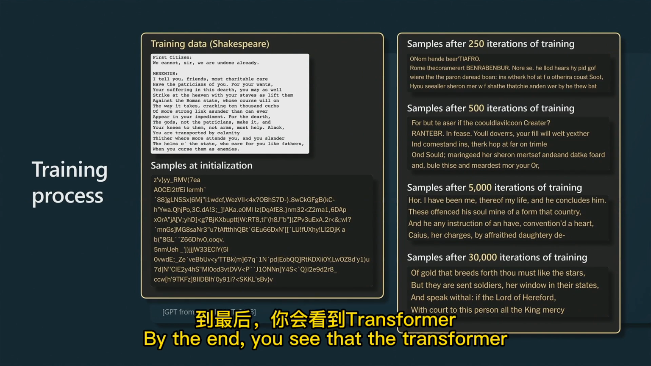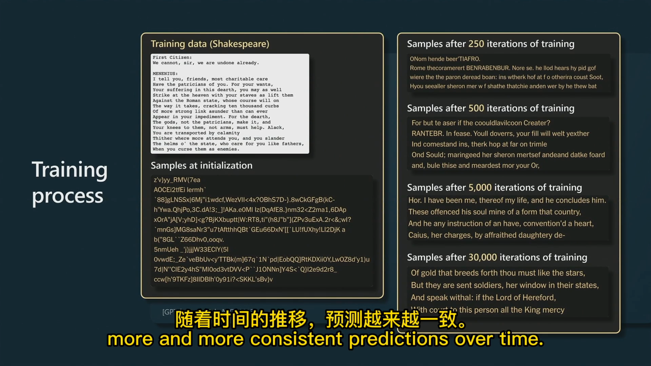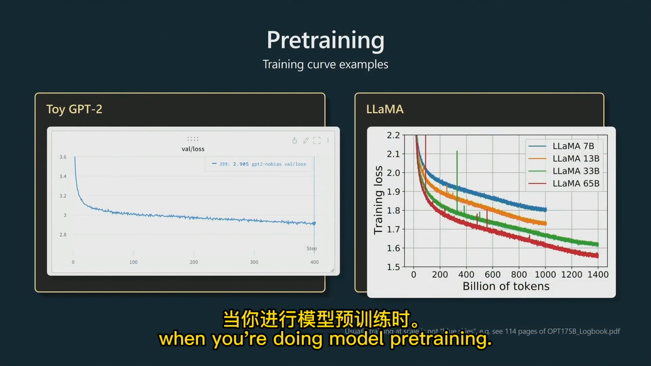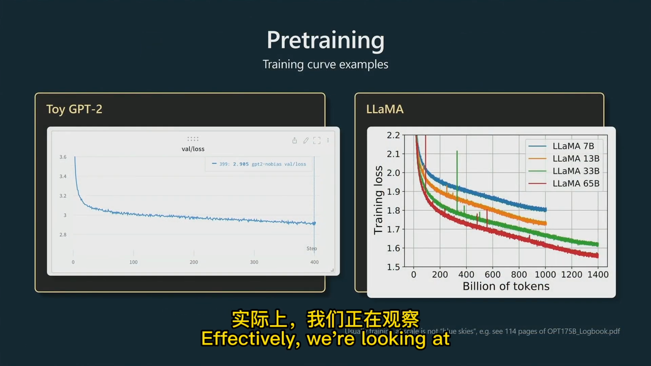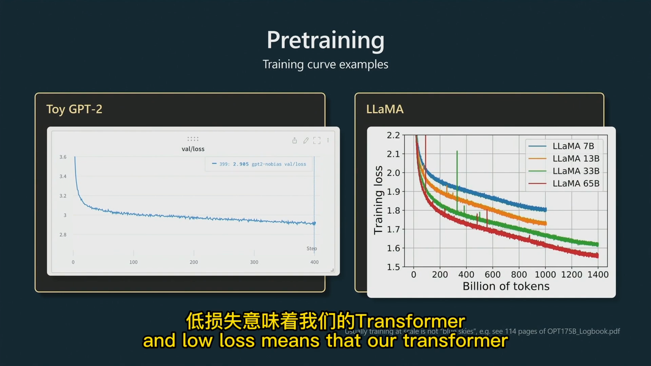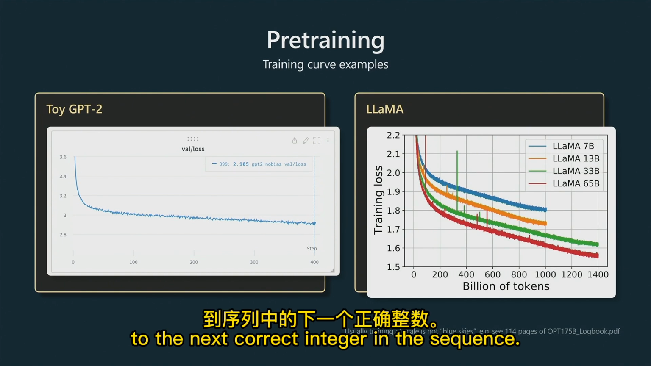By the end, you see that the transformer has learned about words and where to put spaces and commas and so on. So we're making more and more consistent predictions over time. These are the kinds of plots that you're looking at when you're doing model pre-training. Effectively, we're looking at the loss function over time as you train, and low loss means that our transformer is giving a higher probability to the correct next integer in a sequence.